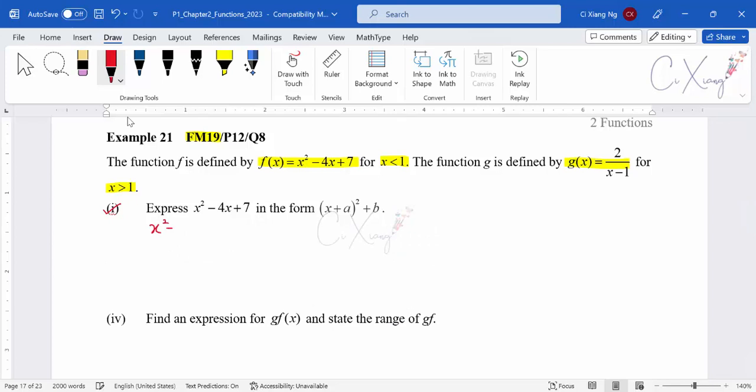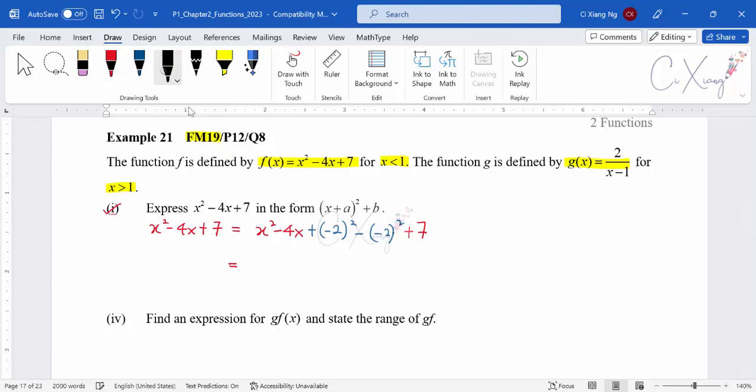x squared minus 4x plus 7. Make sure that in front of the x squared is a constant 1, so you can straight away complete the square. For x squared minus 4x, I copy the first two terms. After that, I will have plus something squared and then minus something squared. So what's the something inside? I'm taking negative 4 divided by 2, and I'm having negative 2 squared minus negative 2 squared. And then the last term, plus 7, I just copy back.